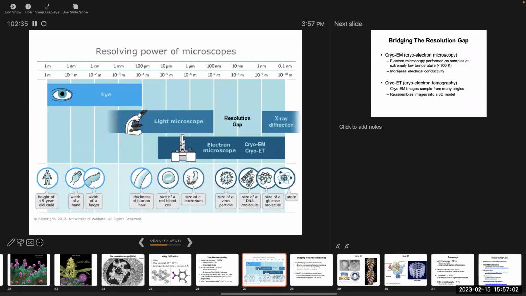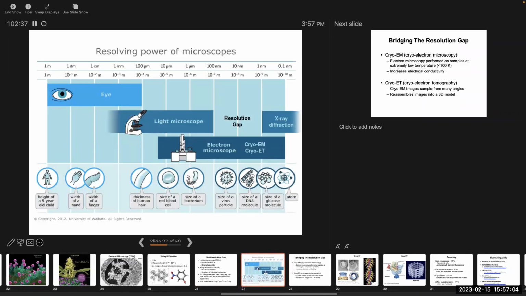So here's a representation of this resolution gap. If you look up at the top, you see we've got scale: meters, centimeters, millimeters, micrometers or microns, nanometers, angstroms, which would be 10 to the minus 10 meters. You see across the bottom, things that would be measured in this scale.